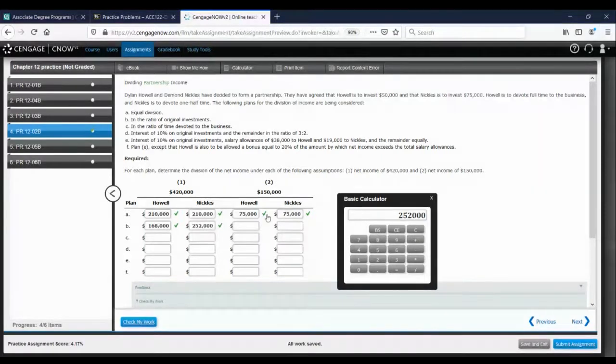All right, on the second part of this problem, the net income is 150,000. The partners are still going to share in the net income in the ratio of their original investments. So 50,000 divided by 125,000 would give you 40%. We take that same 40% figure that we came up with a minute ago, and we're going to multiply this time by 150,000.